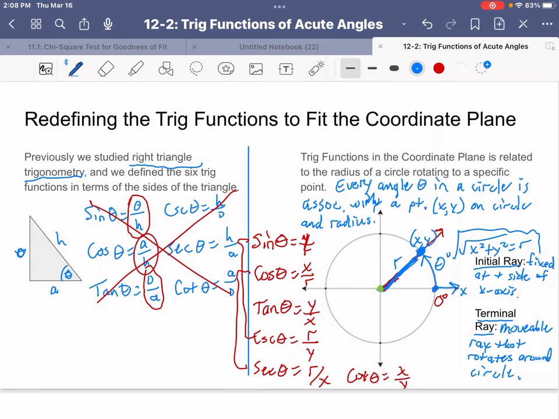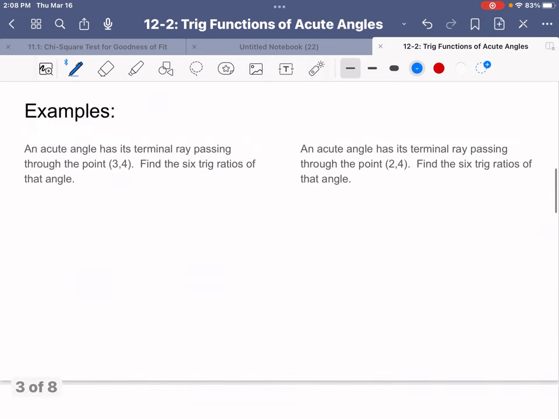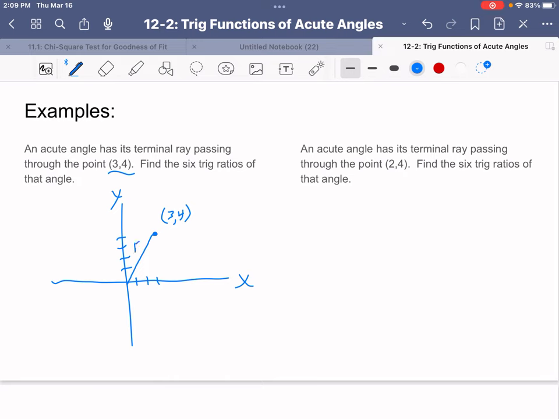So let me show you how this is going to work. You'll see some problems like this on practices, quizzes, and tests, so be ready for this. An acute angle has its terminal ray passing through the point 3, 4. So let's draw a picture of this. X-axis, y-axis. Draw the point 3, 4. If I draw that segment, that's the radius of the circle, and then I'm horrible at this. Just imagine a circle. Terrible picture.